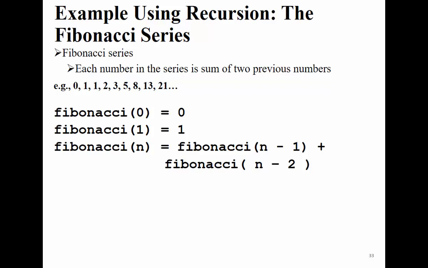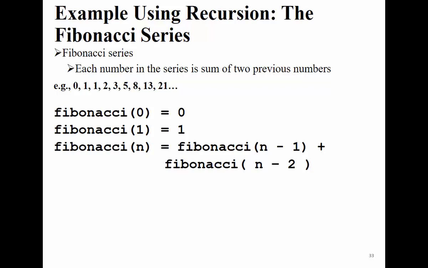So this is a recursive call. You can see here a Fibonacci of n minus 1. You do a recursive call for n minus 1. Then plus Fibonacci of n minus 2. So you do the 2 recursive calls to be able to calculate Fibonacci of n. Okay? And that's the series.